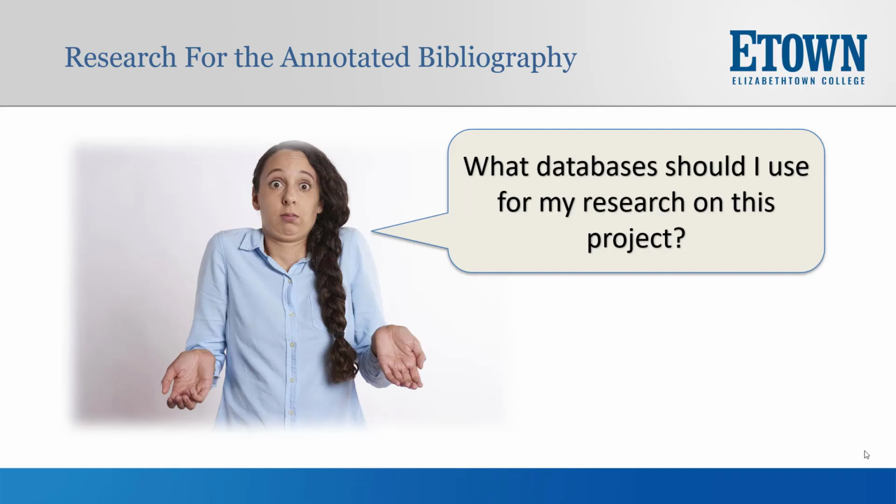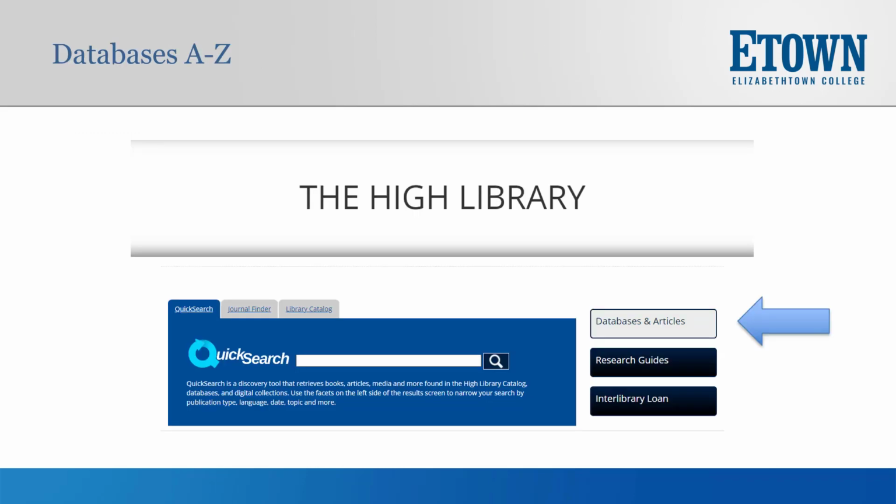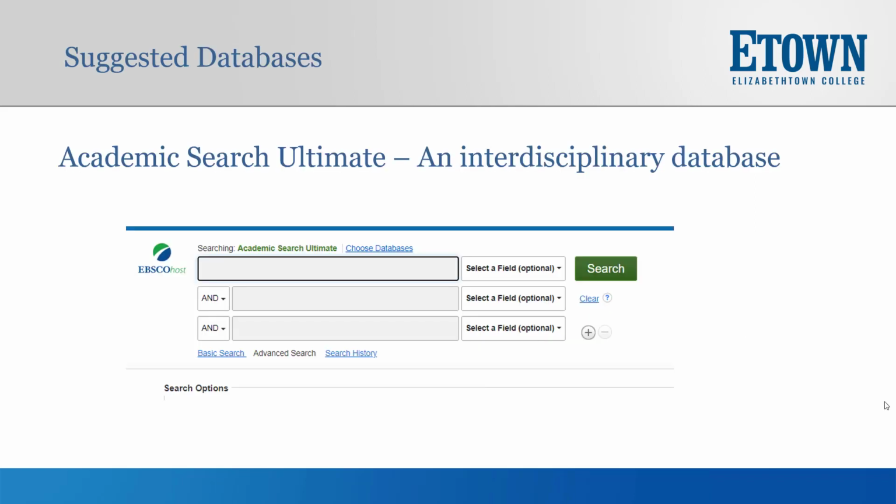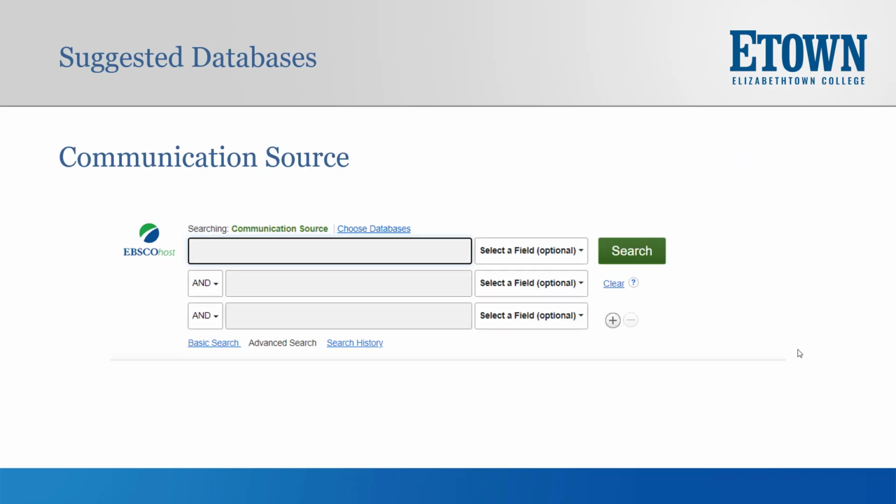Not sure which databases to use for this project? Here are some suggestions. From the library website, click on Databases and Articles to go to our Databases A to Z page, which lists all of our databases in alphabetical order. Most of you have already used Academic Search Ultimate in your first year seminar. This database is the first one listed alphabetically, and it might be useful particularly if your topic is interdisciplinary. It can also be a good database to start with, but if your project is focused on a particular discipline, this database might not be the best choice.